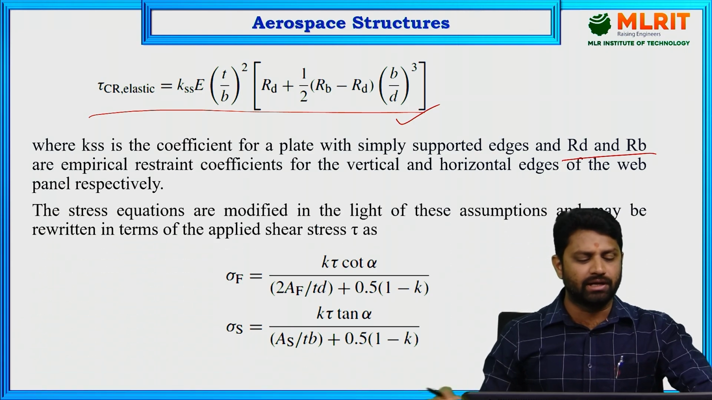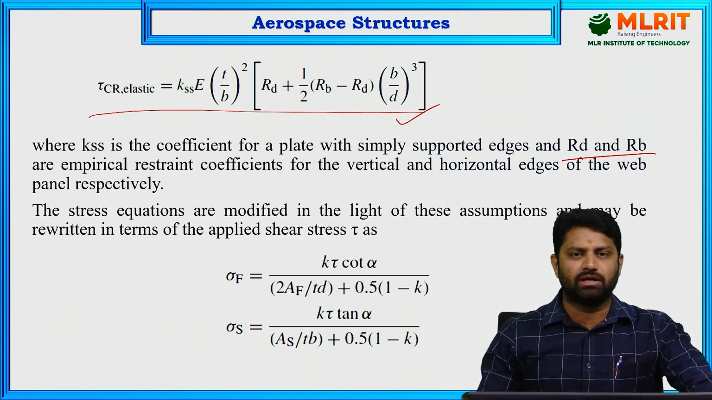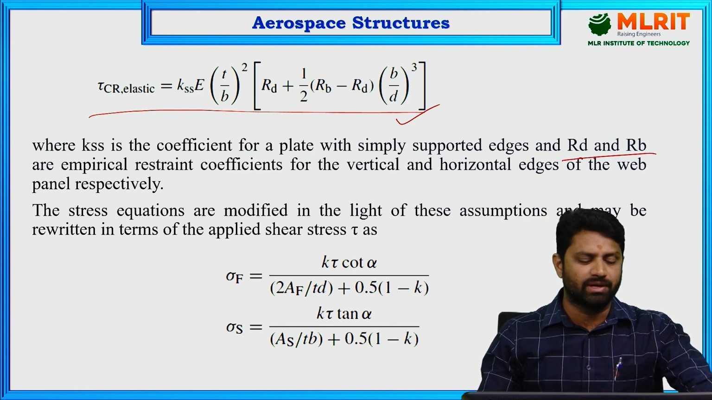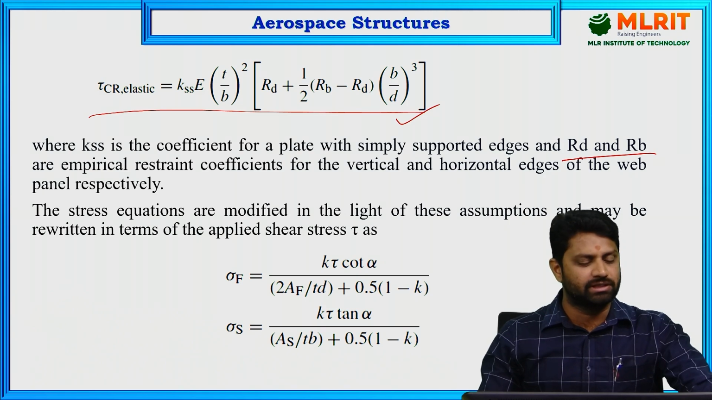So now here, earlier in the tension field beams, we have found the formulas for the stress in the flanges as well as the stress in the web, and those formulas are going to be modified by considering the diagonal tension factor, that is K, and the stress equations are modified in the light of these assumptions and rewritten in terms of the applied shear stress tau as.